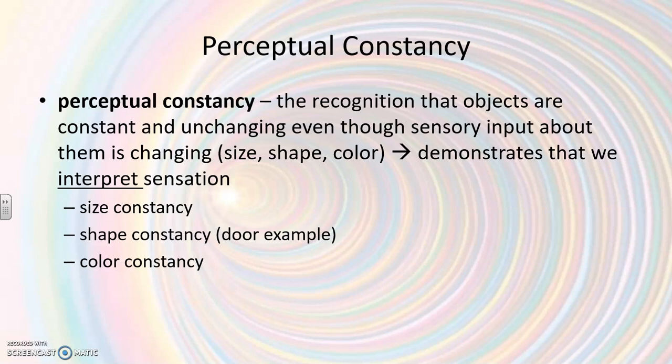Perceptual constancy is a recognition that objects are constant and unchanging, even though sensory input from them is changing. So it can be the size, shape, or color. And this is just to show that we do demonstrate and interpret sensation. And you can see this with different doors, or if you take a little kid's piece of train track that are the same exact size, if you lay them on the floor and put one right above the other one, they look to be different sizes.